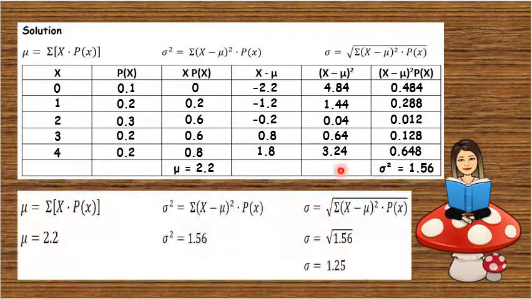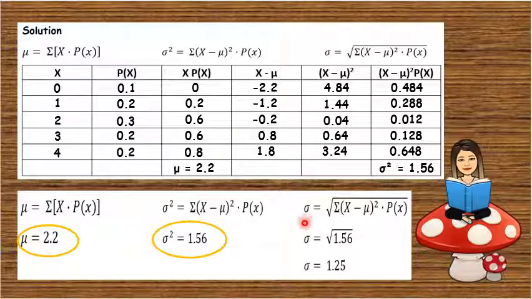Okay? O, ito na yung summary natin. Ang kulang na lang natin ay yung standard deviation. For our mean, ito yung nakuha natin, we have 2.2. For our variance, ayan yung nakuha natin, 1.56. And to get the standard deviation, kukunin lang natin yung square root ng ating variance, which is 1.56. So, the square root of 1.56 is 1.25. So, ayan. Meron na tayong value ng variance and standard deviation.